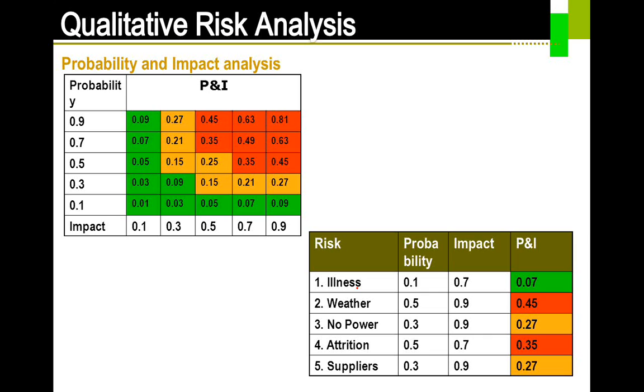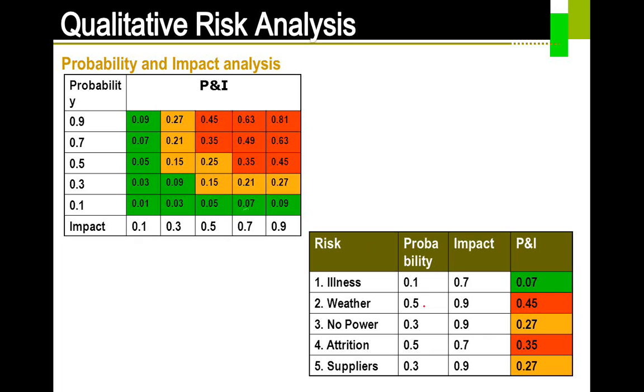So we can say that the probability of my team falling sick is around 0.1, which is a low probability. However, if everybody in the team falls sick, the impact is going to be 0.7, which is on the high side. Now you multiply these two, and you only get 0.07. So 0.07 corresponds to what is here. It is green, so you're going to put green here.